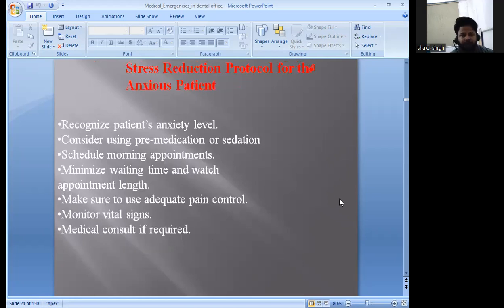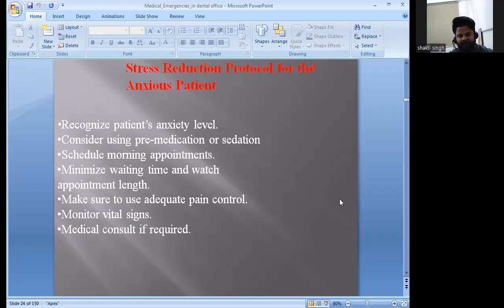Stress reduction protocol for the anxious patient. First of all, you should recognize the patient's anxiety level. Then consider using pre-medication or sedation. In such patients, you should schedule morning appointments, minimize the waiting time, and watch the appointment length. Make sure to use adequate pain control. Also monitor the vital signs, and get a medical consult if needed.